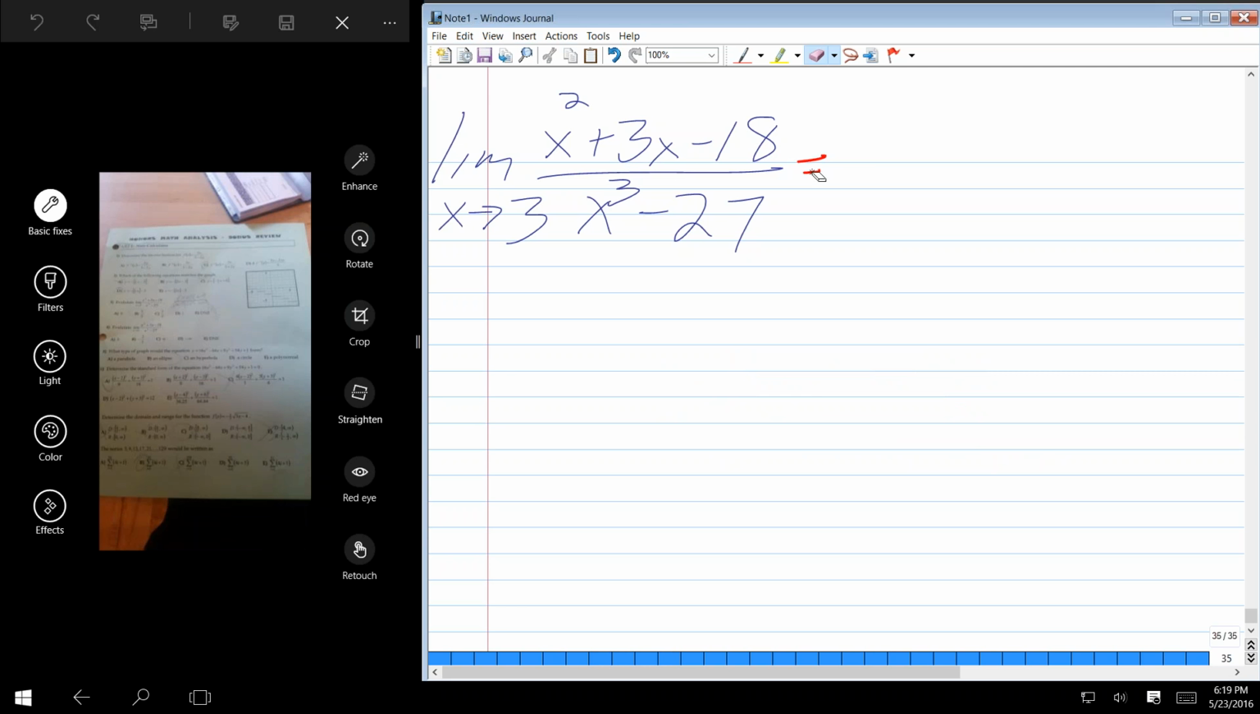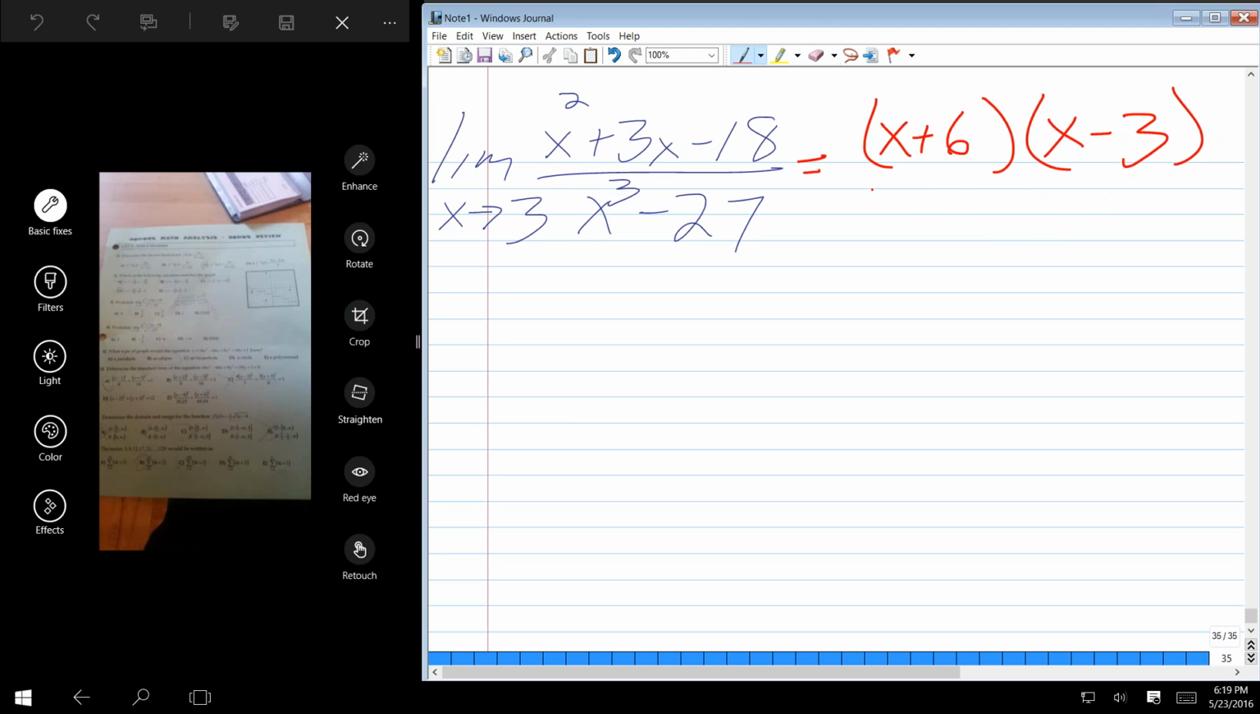Well, this is factorable. What's the top factor into? X plus 6, x minus 3. Remember that the bigger factor has to go with the sign of the middle term, because I'm always getting the middle term by multiplying those. Well, I better have a plus in the middle term, and I do.